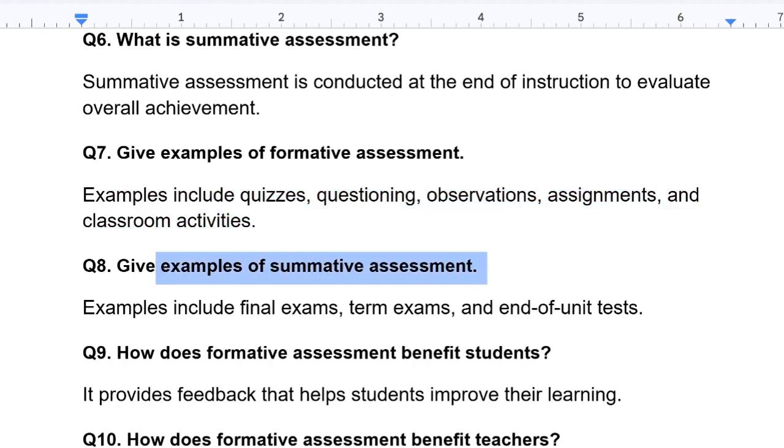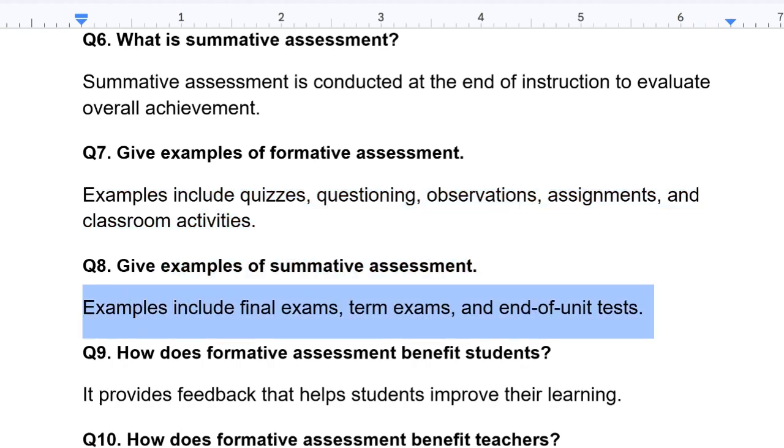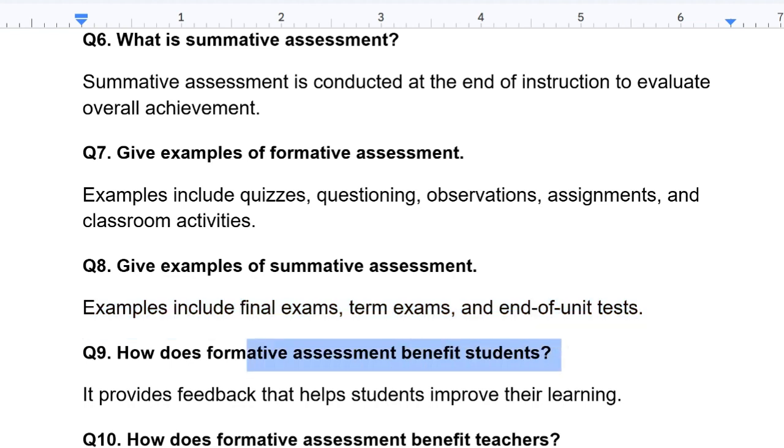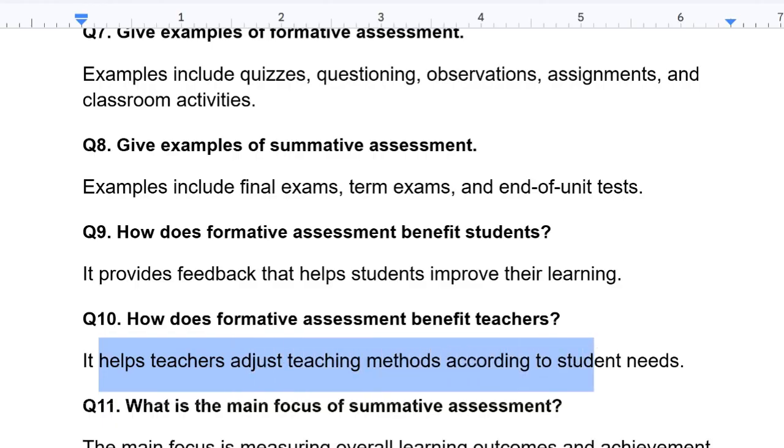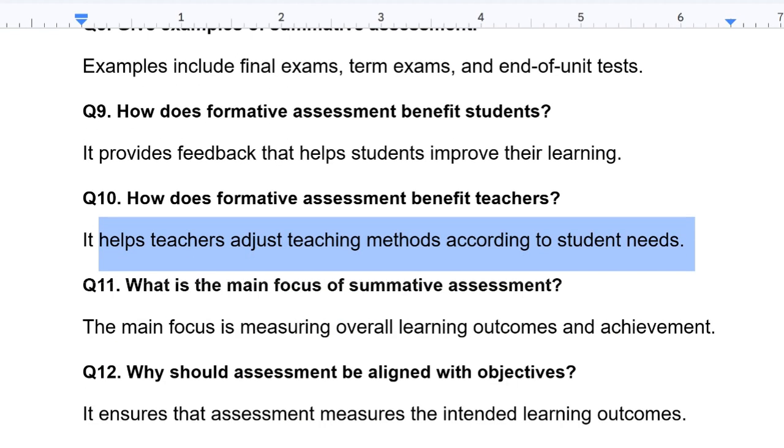Give examples of summative assessment. Examples include final exams, term exams, and end of unit tests. How does formative assessment benefit a student? It provides feedback that helps a student improve their learning. How does formative assessment benefit a teacher? It helps teachers adjust teaching methods according to students' needs.